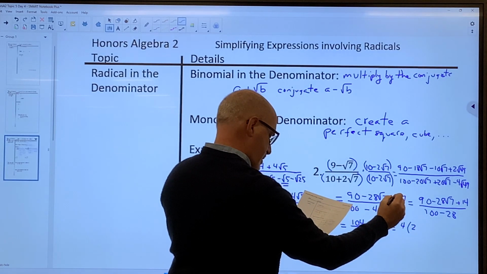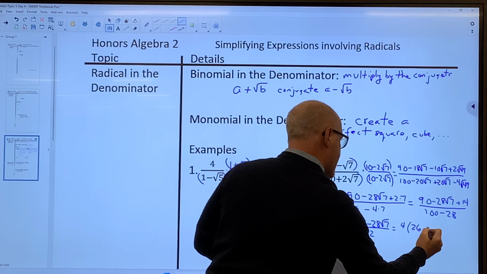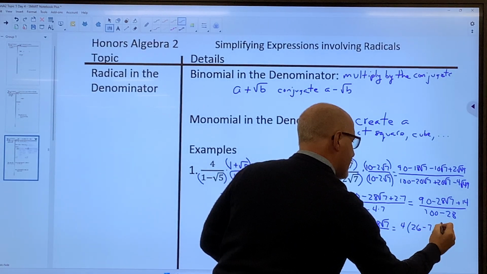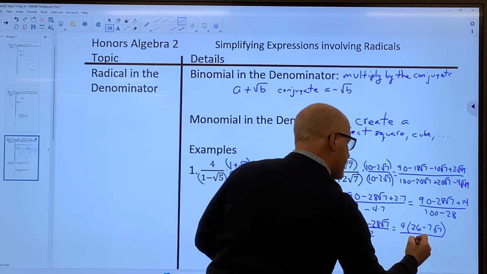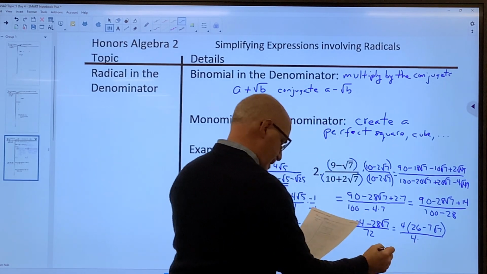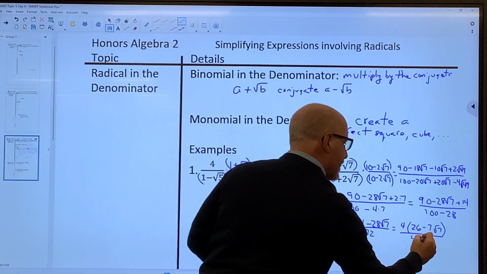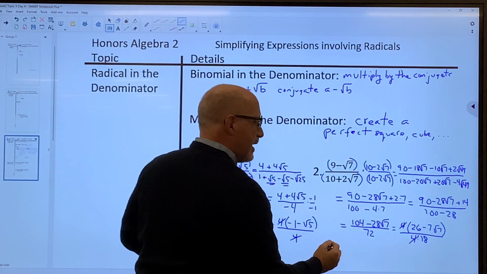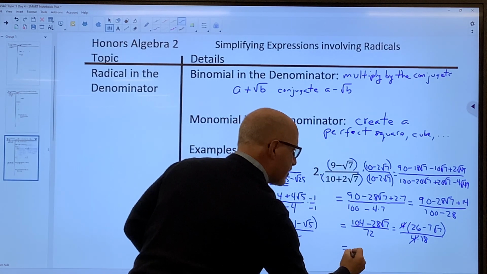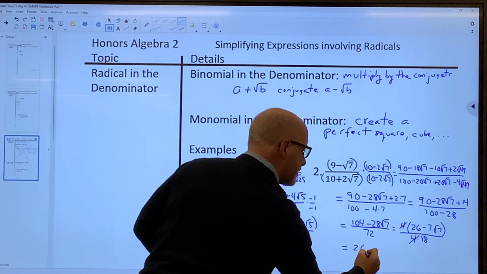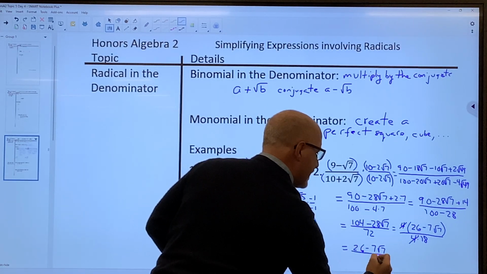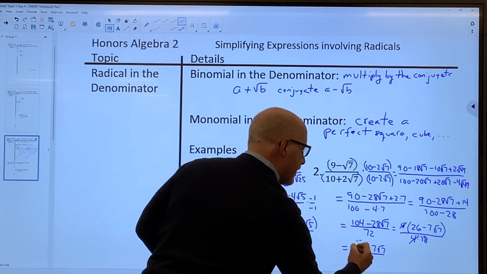Excuse me. 26. And then take a 4 out of this, and you have minus 7 square roots of 7. And down here, it's going to be 4 times 18. That is the common factor. So the 4's cancel. And so that's our only common factor. So we're left with 26 minus 7 square roots of 7 all over 18. And that's our final answer.